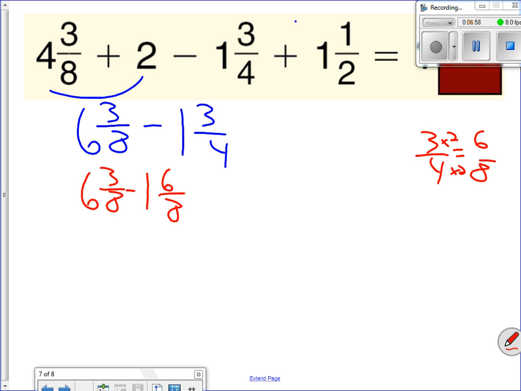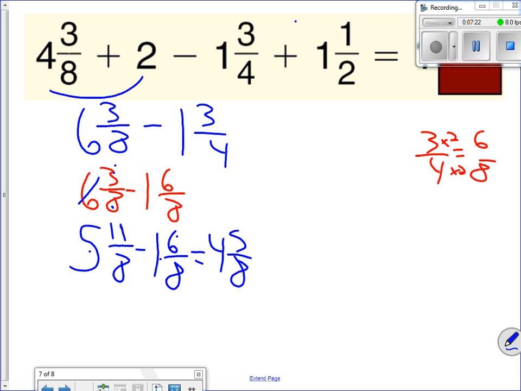I have to check, is my numerator on the left larger than the one on the right? It is not. I have to borrow. Taking away this 6, making this a 5. 8 is my denominator, so that means I'm adding an 8 to the 3. So I have 11 over 8 minus 1 and 6/8. I'm going to go ahead and subtract this. 5 minus 1 is 4. 11 minus 6 is 5/8.